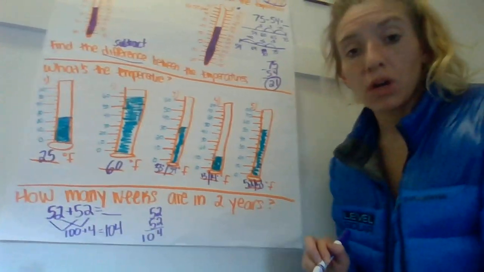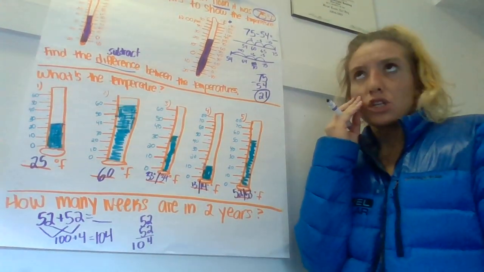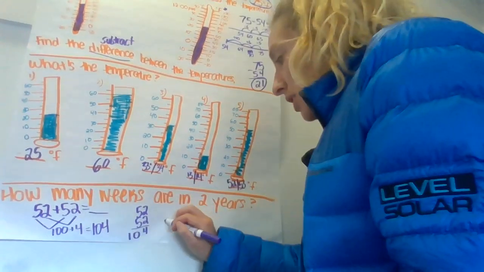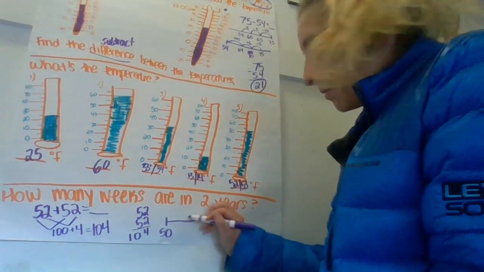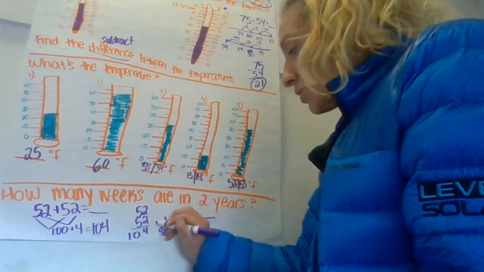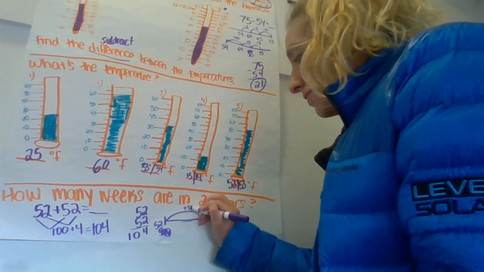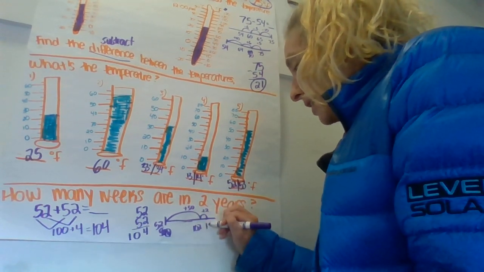104. You could also just think in your brain, okay, 50 plus 50 is 100. 2 plus 2 is 4. That must mean 104. The last strategy I'll show you is a number line. You start with 52. 52 plus 50 would be 102. Plus 2 more is 104.